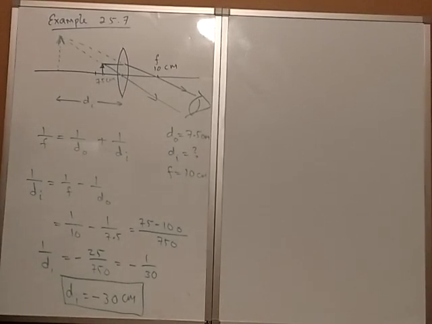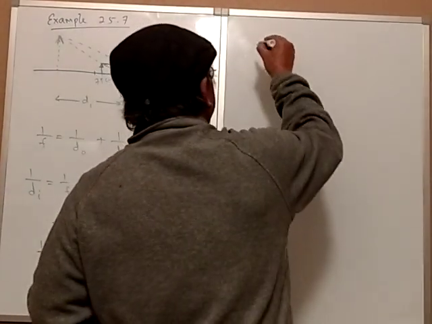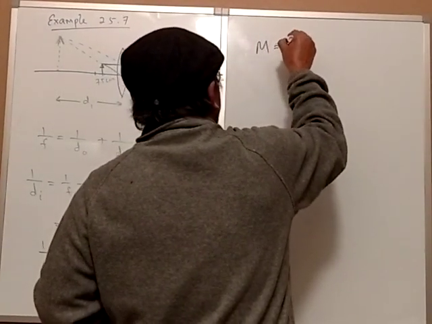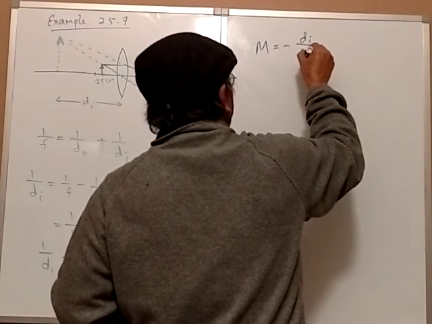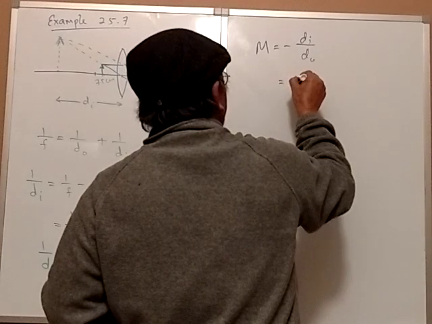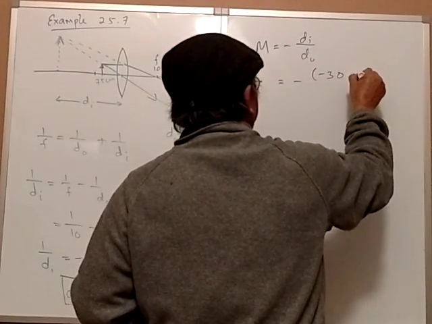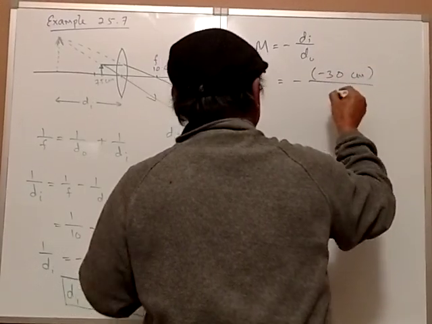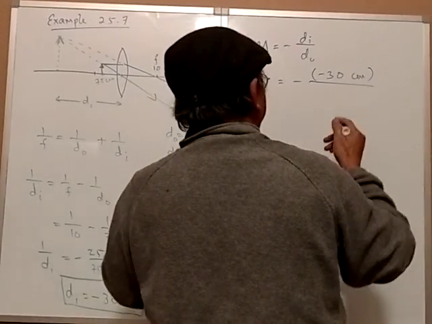So once you get the image distance, the next thing we want to do is the magnification. M is equal to negative d sub i by d sub o, which is negative, this is negative 30 centimeters, and d sub o is 7.5.